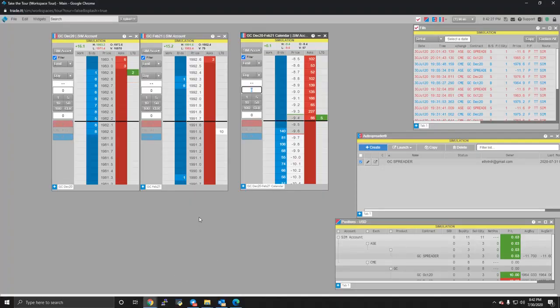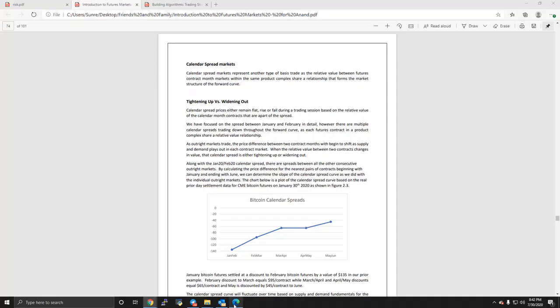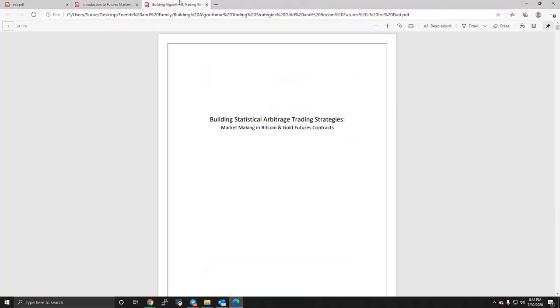So I will briefly show you an algorithm that can trade the basis trade synthetically. And to really understand this concept, you will want to take part in course 201, Building Statistical Arbitrage Trading Strategies, Market Making in Bitcoin and Gold Futures Contracts.